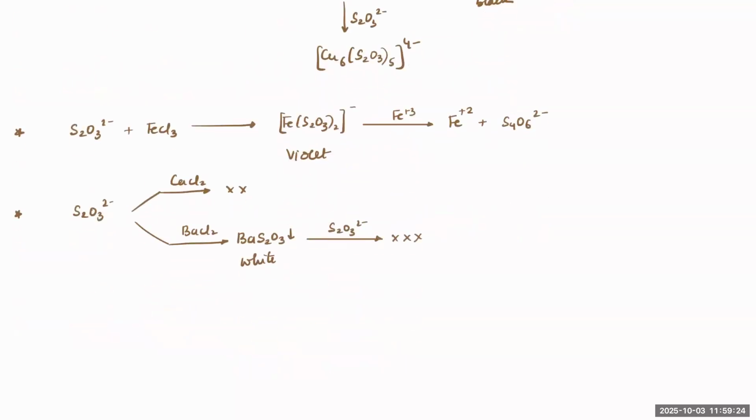Got it? Right. With iron, it will become a violet color complex here. And with excess amount of Fe plus 3, the Fe plus 2 will oxidize into Fe plus 3. This is a similar reaction to what we learned as the iodoform reaction. Got it? Clear, beta? So that will finally convert into S4O6 2 minus, and iron will convert into Fe plus 3. Okay? Right.